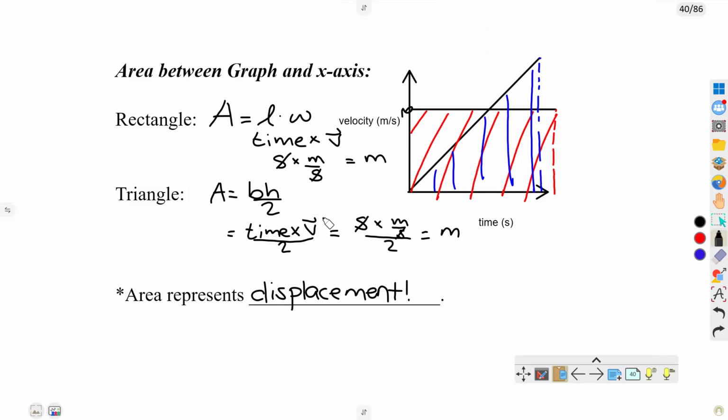And let me show you the units on that. So let's take a look at this rectangle here. In this rectangle, the area of a rectangle is length times width, right? So area of a rectangle is length times width.